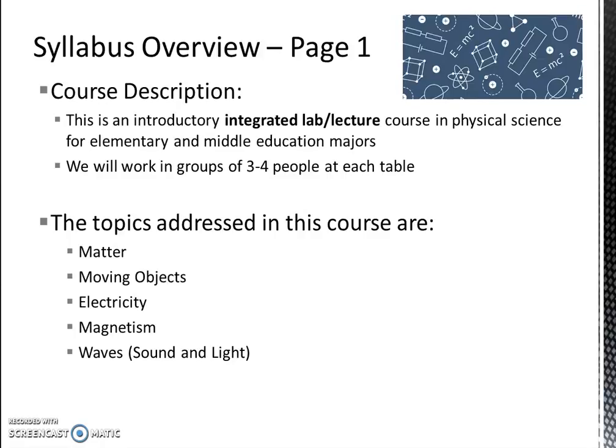The format of this class is something called an integrated lab lecture. So we'll be combining hands-on activities with some direct instruction sprinkled in as needed. The main topics that we do in this class are matter, motion, electricity, magnetism, waves and sound, and light. But in addition to learning about these science topics, we'll also be thinking about common difficulties that young children have when they're learning science, and also explore the new science standards, which just came out in 2013, called the Next Generation Science Standards.